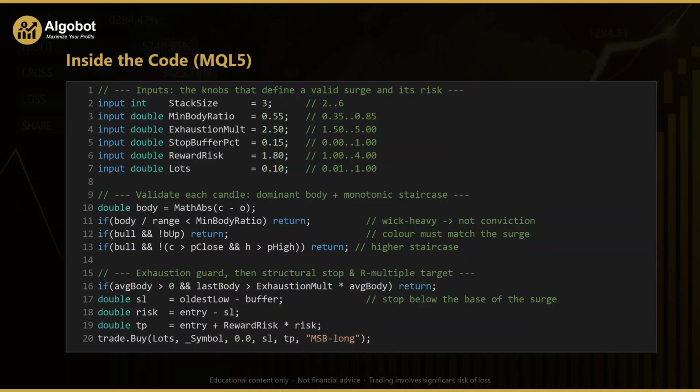Then risk is built from price structure. The stop loss is the oldest candle's low minus the buffer. The risk is the distance from entry down to that stop, and the take profit is that risk multiplied by reward risk. Finally, the trade.by call sends the order with the stop and target already attached. The sell side mirrors this exactly.